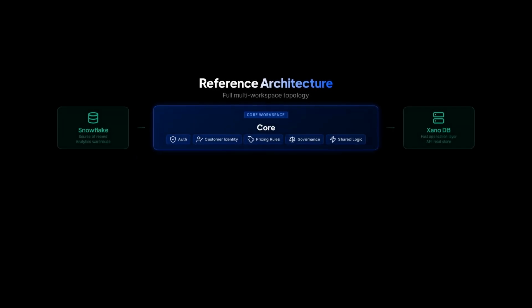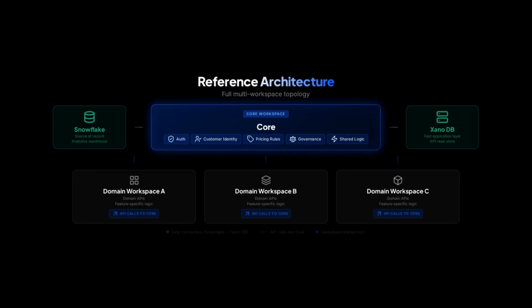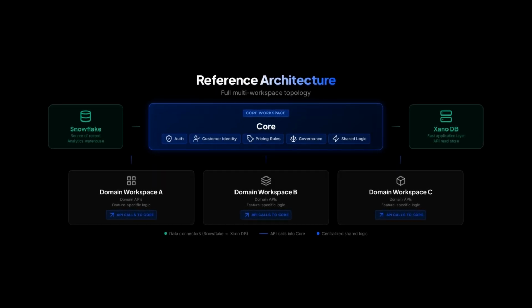Now, full picture. Core at the top. We have auth, shared rules, Snowflake, the Xano database, it's our governance, and we have 3 domain workspaces below it, each making API calls into core for things that they don't own. And this is where a serious multi-workspace Xano build will end up. You kind of grow into it.